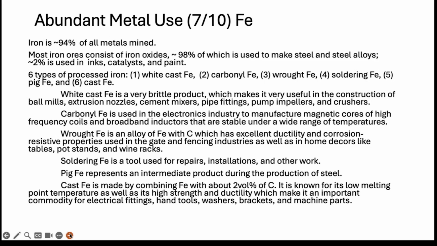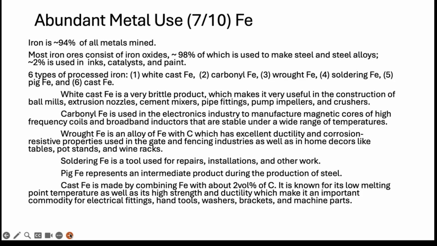Most iron ores consist of iron oxides, 98% of which are used to make steel and steel alloys, with about 2% used in inks, catalysts, and paint. And then I learned there's 6 types of processed iron. There's white cast iron, there's carbonyl iron, there's wrought iron, there's soldering iron, there's pig iron, and there's cast iron.